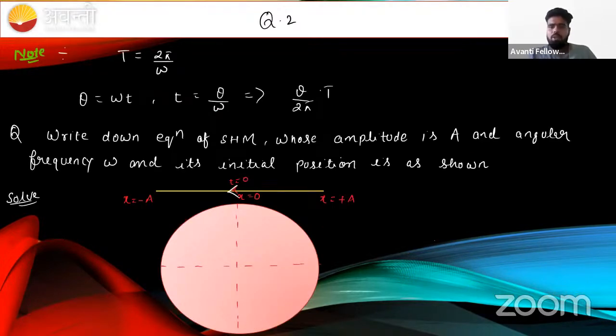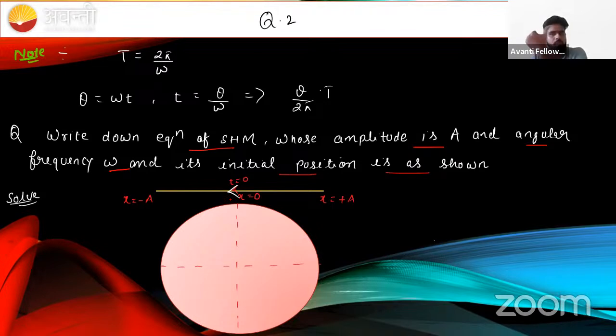Suppose a question is given, we just try to understand. We have to write down the equation of SHM whose amplitude is A and the angular frequency is omega. The initial position is shown in the figure. So what is given here? We have to describe the position of the particle.